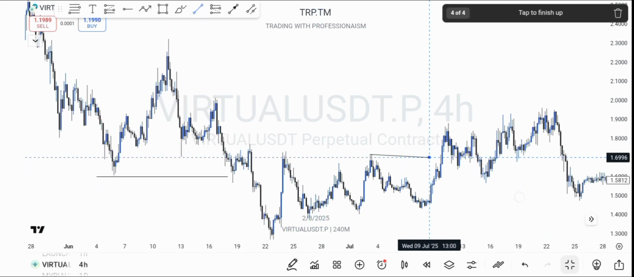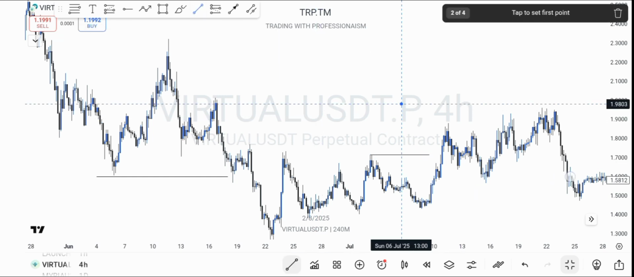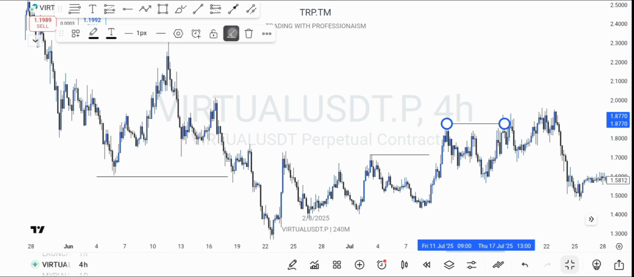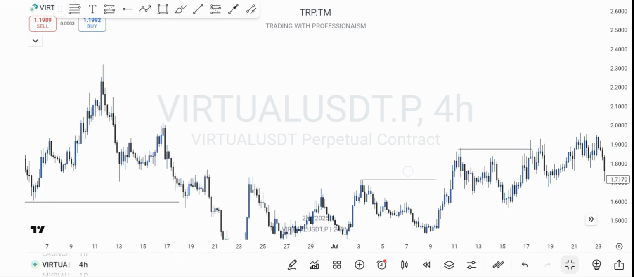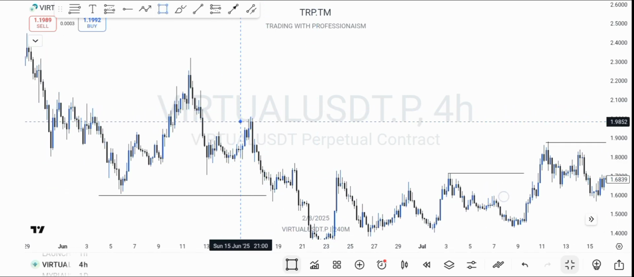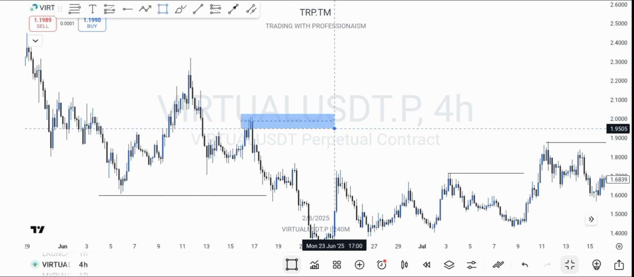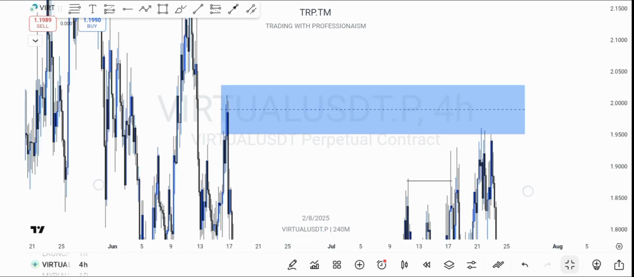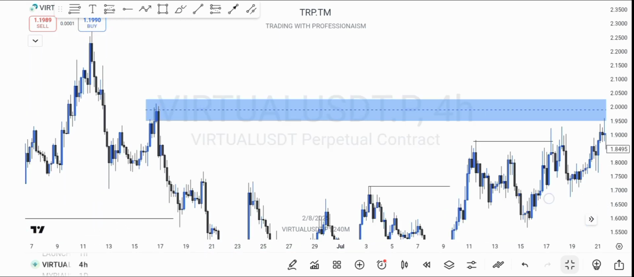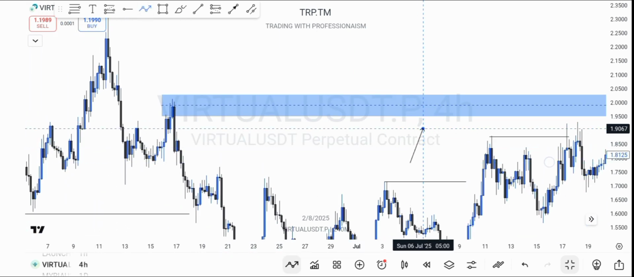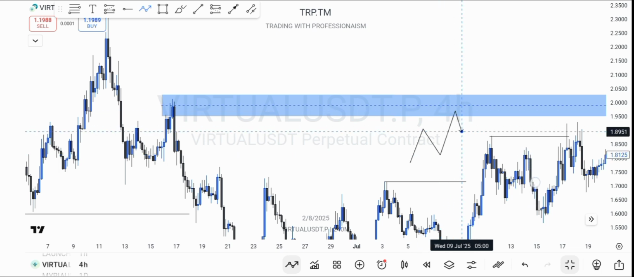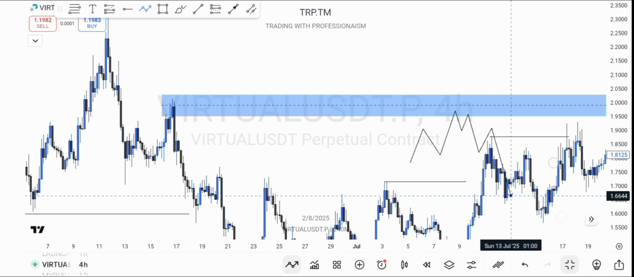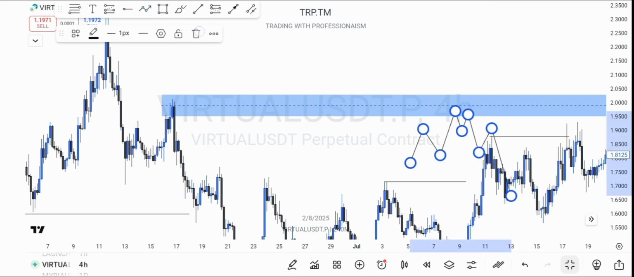I have a break here, a break here. The market was moving up, but there was another block here that had a tendency of pushing price down. So I was waiting for price to come into this other block and give me a confirmation that the market wants to sell.